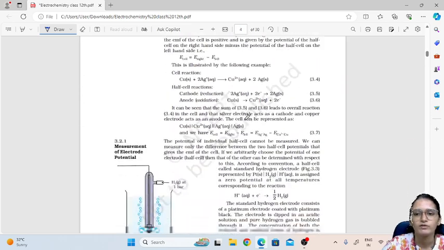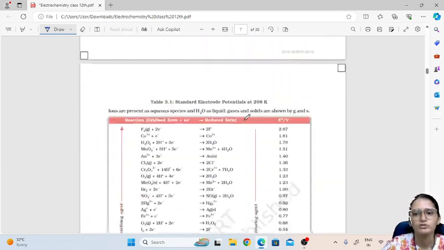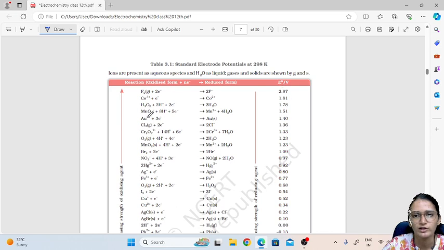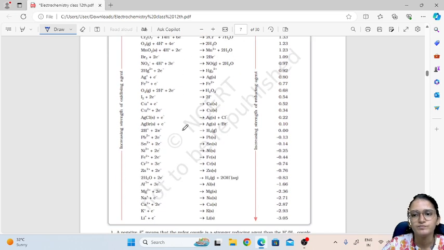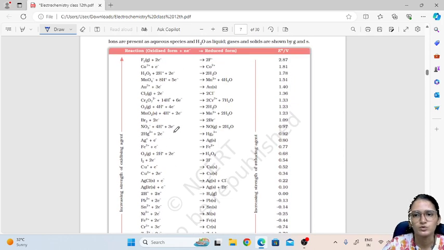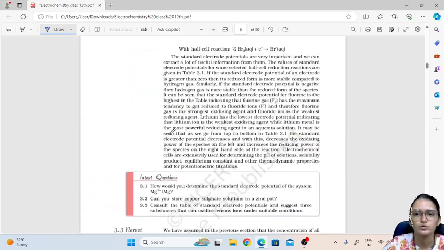Based on this we have a table of values of standard electrode potential. This is the table in which the standard electrode potential values of elements are given, which will be useful while solving problems. But they give the values, so no need to worry about that.